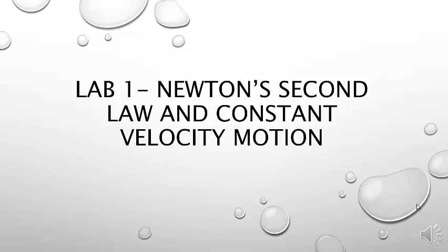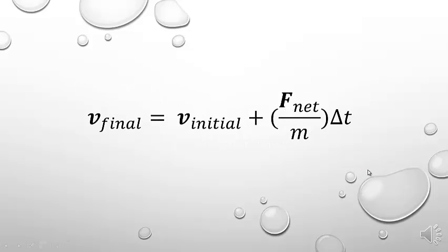This lab examines a special case of Newton's second law, constant velocity motion, or an object moving at the same speed without changing direction. Newton's second law states that the final velocity equals the initial velocity plus the net force on the system divided by the mass of that system times the change in time, and is given by this overall equation.